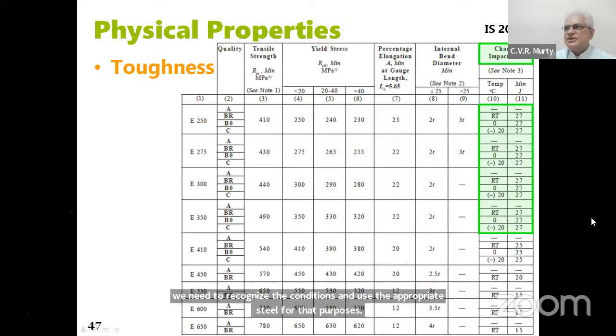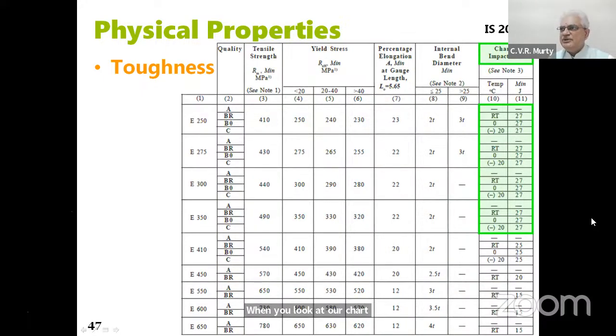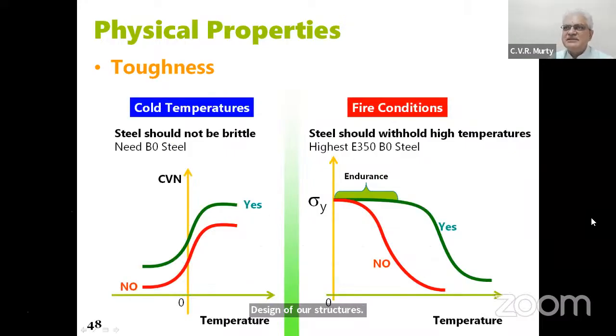When you look at our chart in the Indian standard, you will notice that there is a minimum value given to us that we need to ensure. And for the purposes of design of our structures, we are required to use the correct steel. So if you're in cold temperatures or in fire conditions, you will have to choose the CVN value carefully. And this is one of the issues for cold temperatures, the toughness value. And so you will try to push the toughness as high as you can. And so we need to engineer such a steel which will handle the loads that are expected in the cold areas.